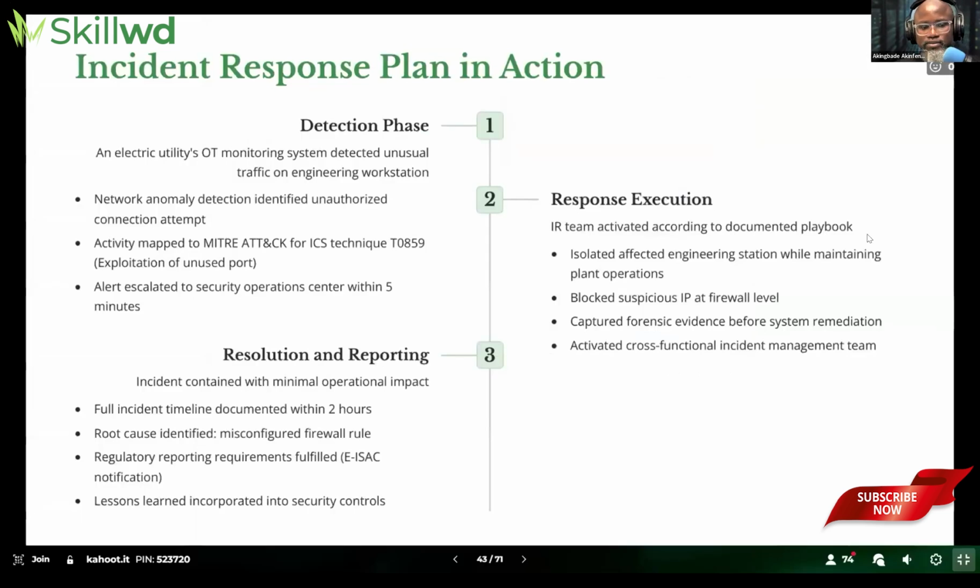Incident response plan, same model. If there's an incident, the process around detection, our response, our resolution and reporting should be well spelled out. As a matter of fact, incident response in IT and OT would have similar parts.